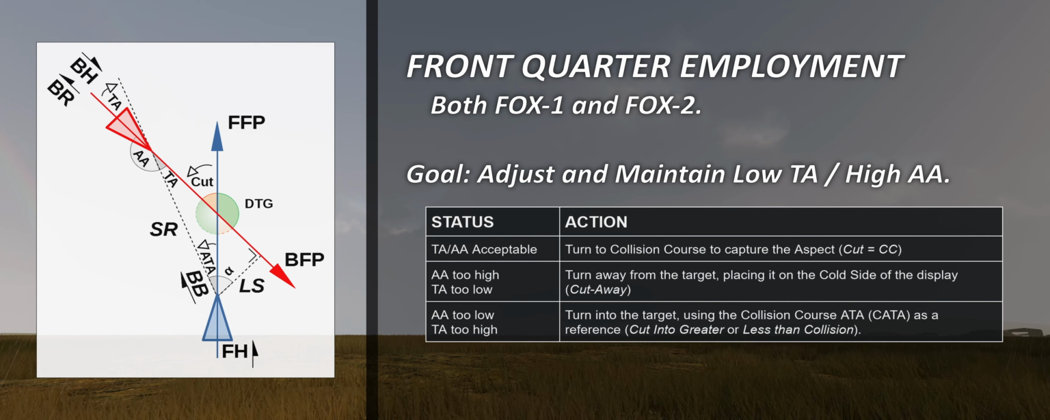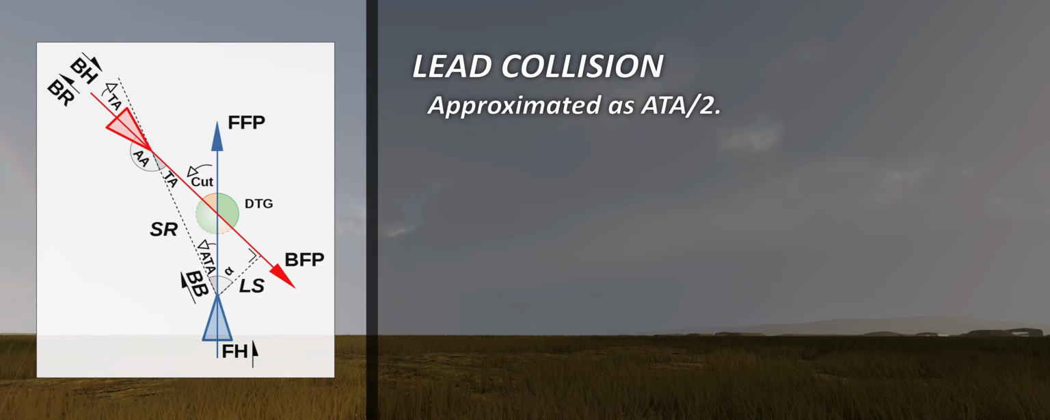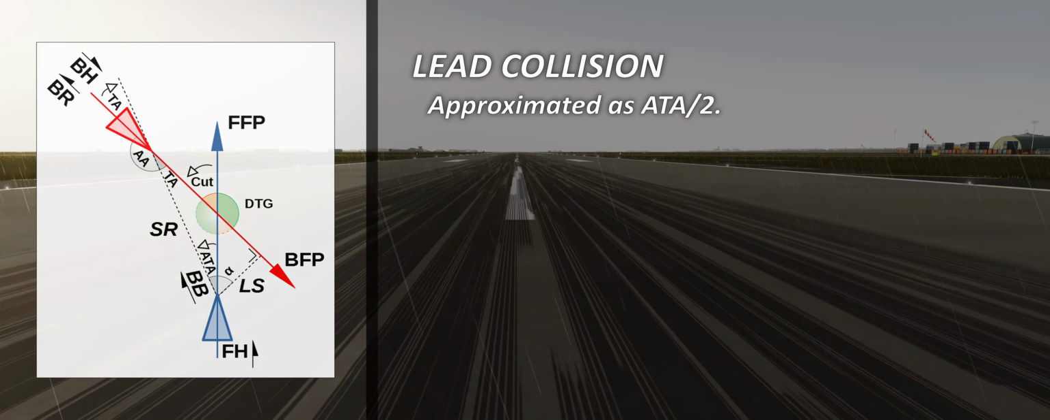If AA is too low and TA is too high, then we should turn into the target using the collision course ATA, so CATA, as a reference. Using the cut, it means cut into, greater than or less than the collision. Once we are happy with the angles, we can lock them by turning to collision course. When we approach the employment range, we should turn to lead collision to have the missile hit the target. Lead collision can be approximated as half of the ATA into the target.